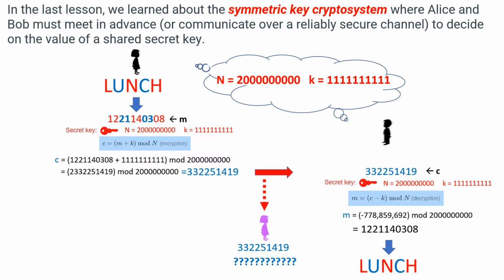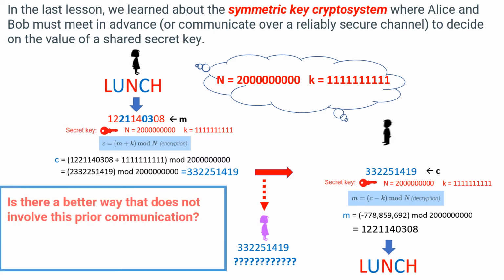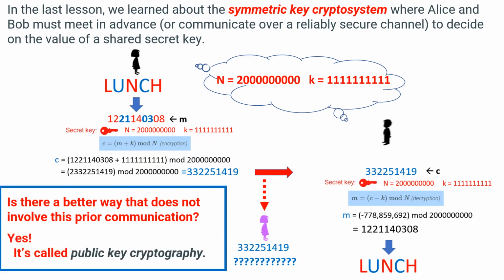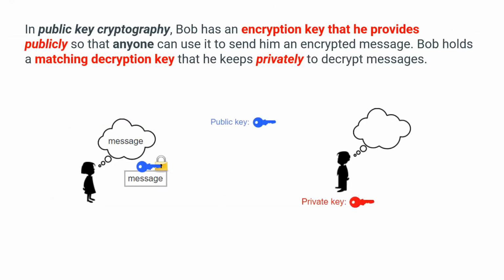So that's the downfall of this symmetric key cryptosystem. RSA is going to fix that. It's not going to have this weakness. So is there a better way that does not involve this prior communication? Yes, and it is called public key cryptography.